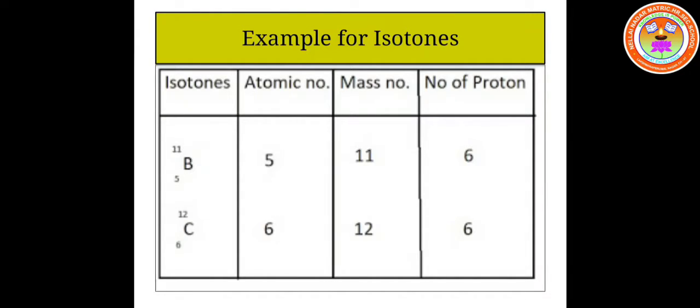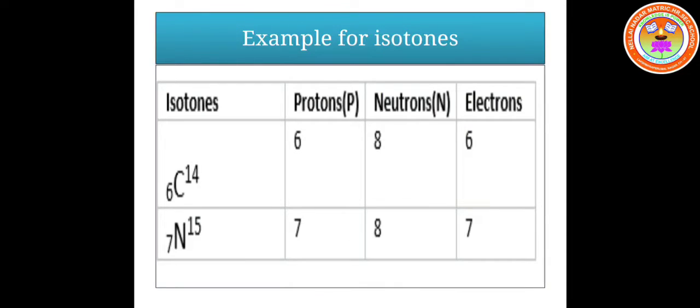Boron 11 isotope. Then coming to carbon 12 isotope, 12 minus 6, that is equal to 6. So in boron 11 isotope and carbon 12 isotope, the total number of neutrons present in these two elements is 6. So these elements are cited as examples for isotones. This is another example for isotones.